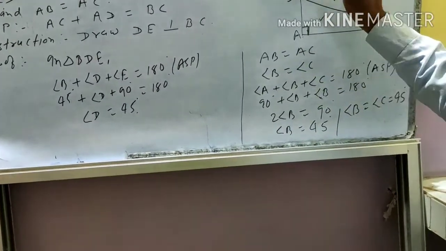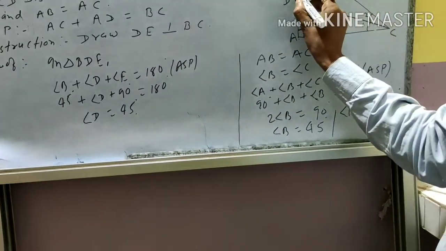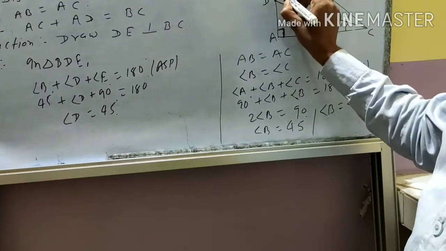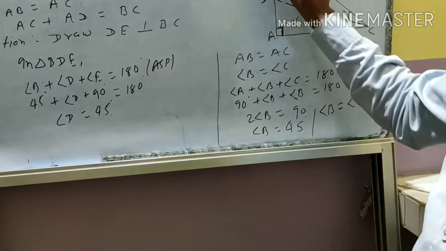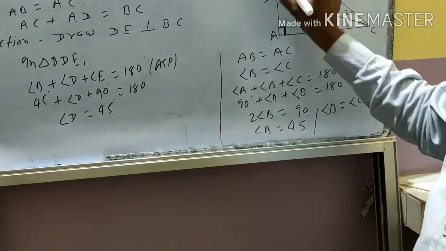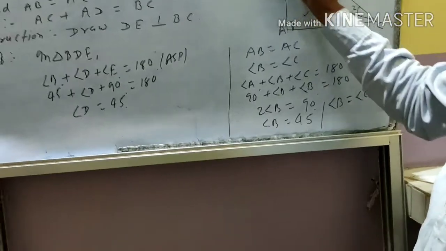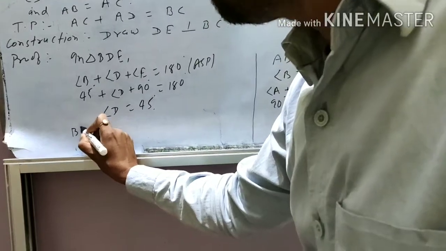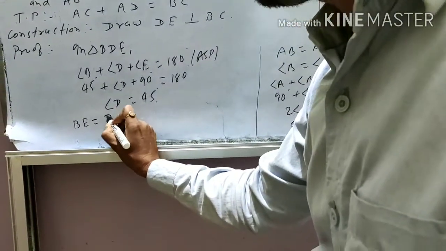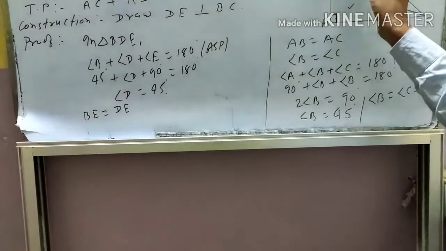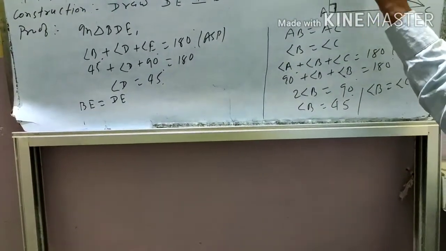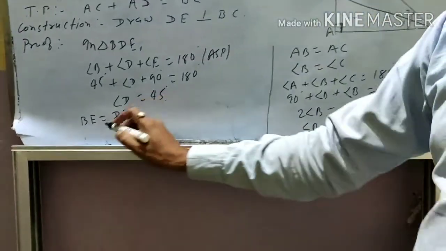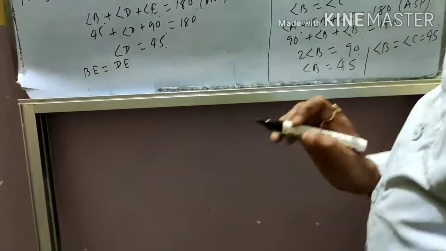So in this triangle, student, one conclusion is there. This angle is equal to this angle. That means the opposite side of this angle is BE and the opposite side of this angle is DE. So we can say BE is equal to DE, because in a triangle, if two angles are equal, then the two opposite sides are also equal. So we can write here BE is equal to DE.